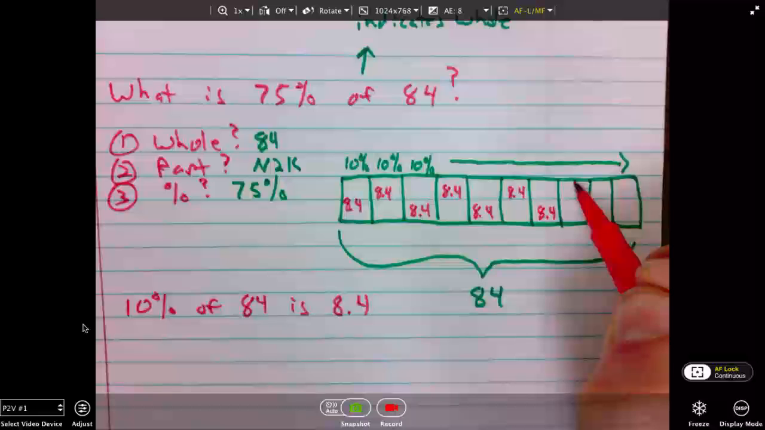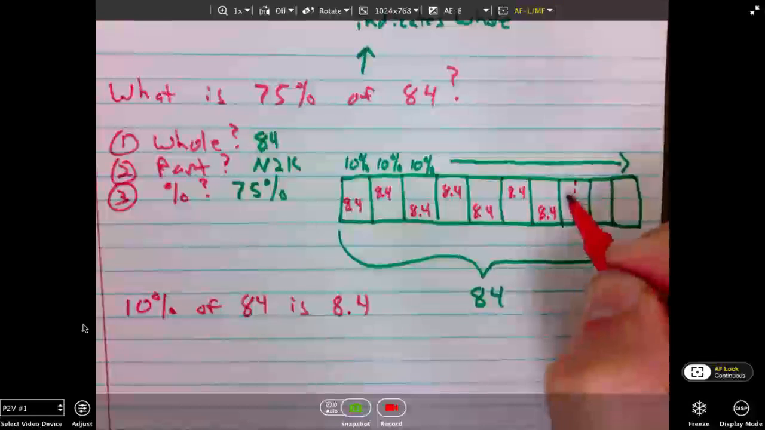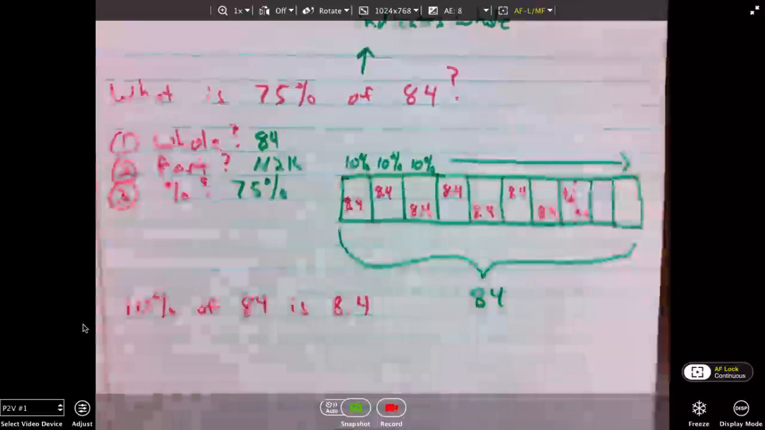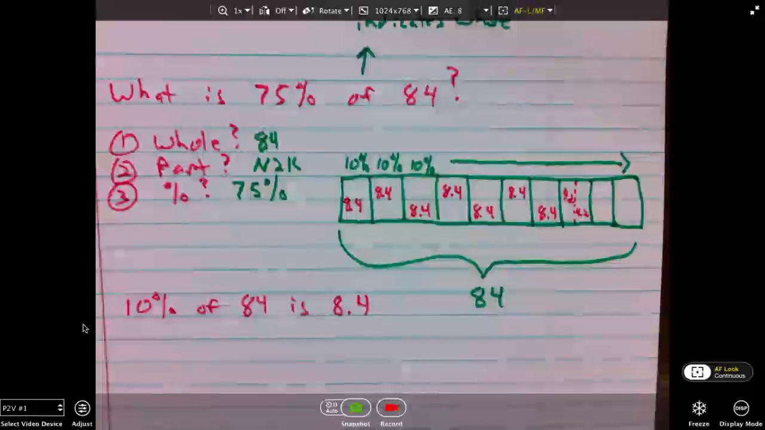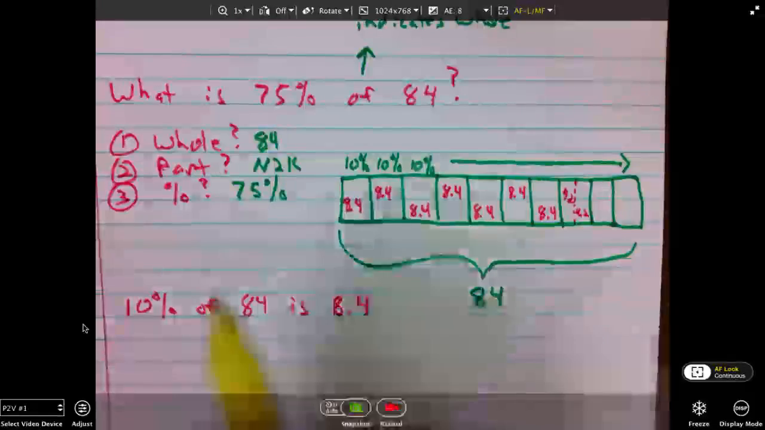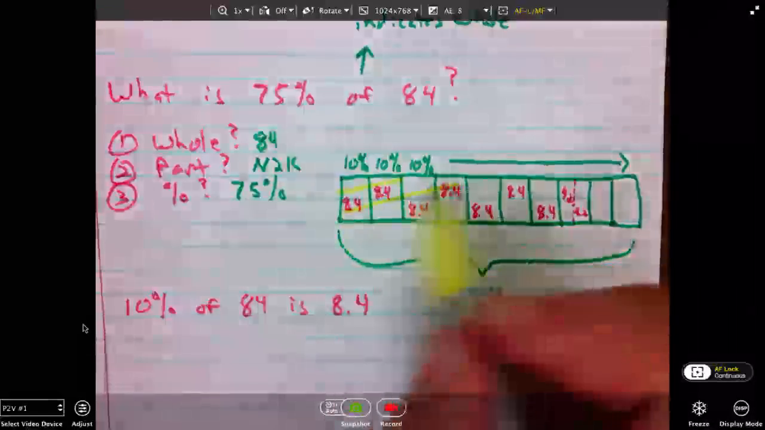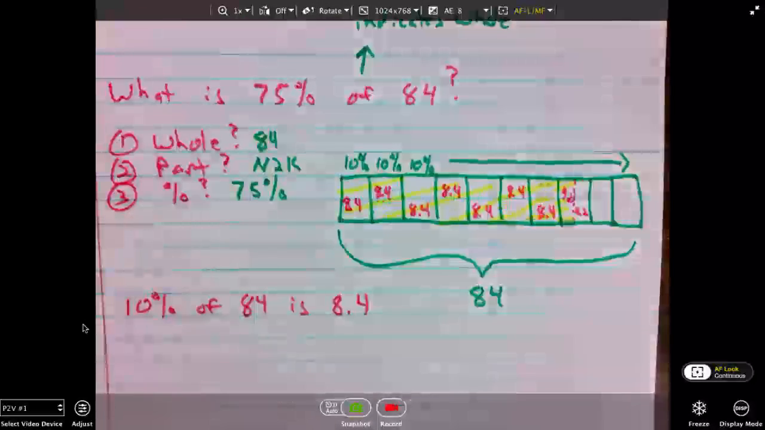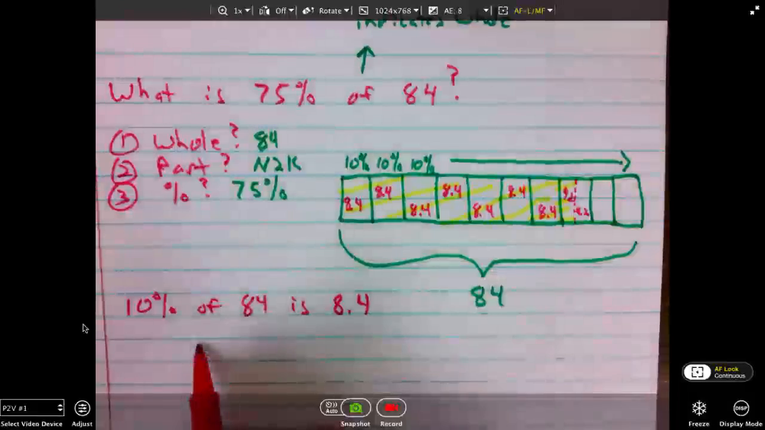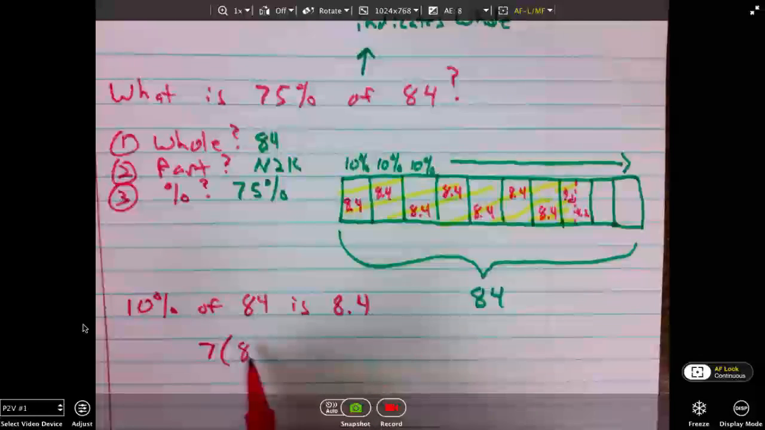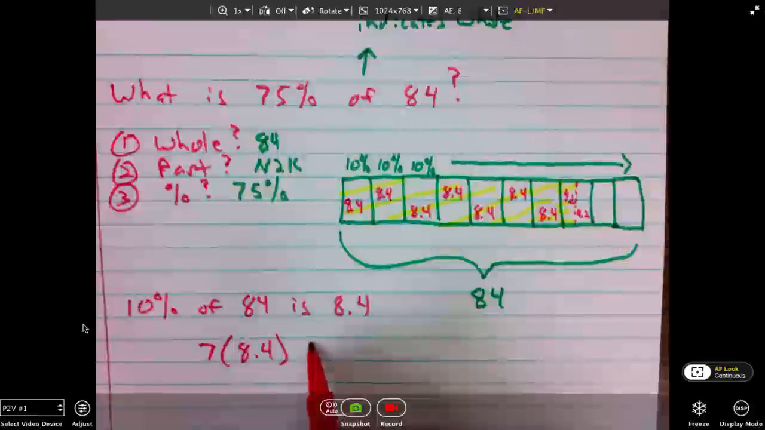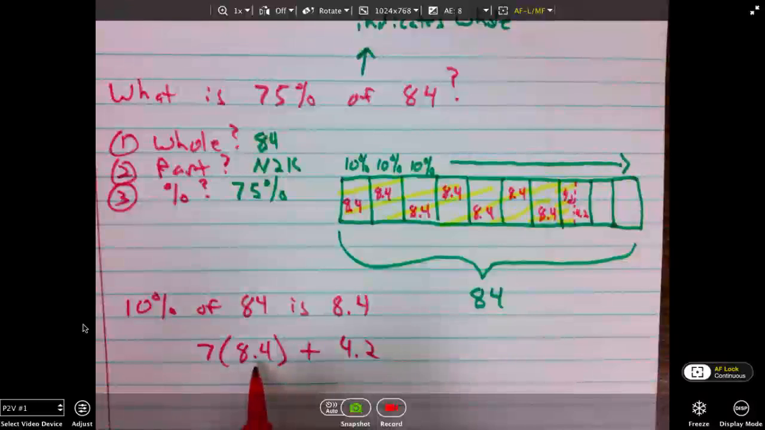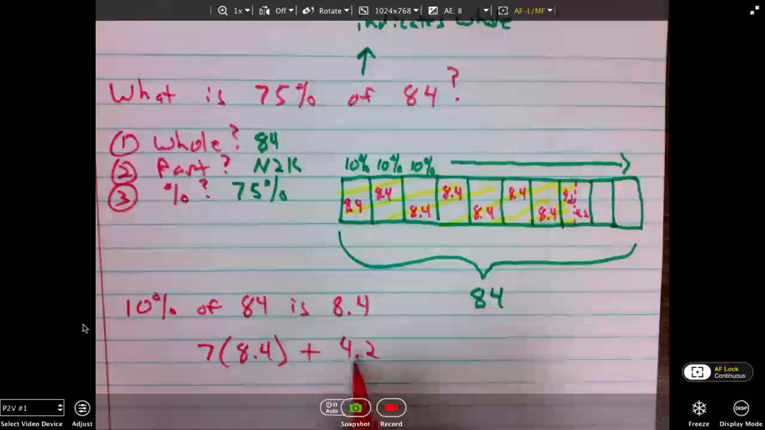Then we need half of this one. Well, half of 8.4 would be 4.2. 4.2 here and 4.2 on this side. So in this case, 75% would be 7 bars and then half of another bar. So we would have 7 times 8.4 for our 70% plus half of the other one, which would be 4.2. 7 times this would be 70% and this half would be the 5%.